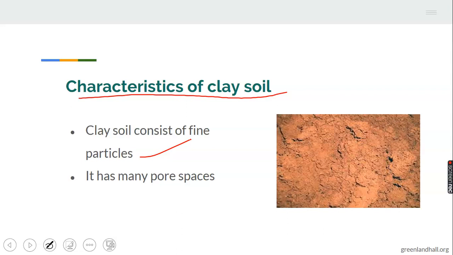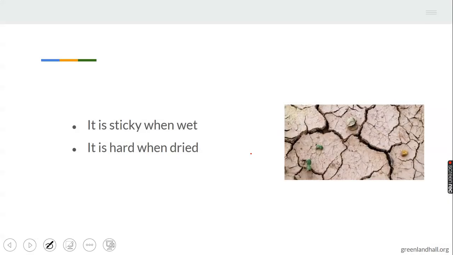It has many pore spaces. It is sticky when wet and hard when dried. This is a very good example of it. Sticky when wet, that is why it is mainly used for molding. If you want to engage in molding, clay soil is suitable because it is sticky when wet and hard when dried. When you look at this soil, you discover that it is very hard.